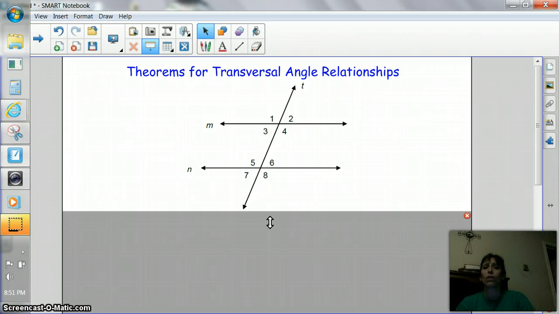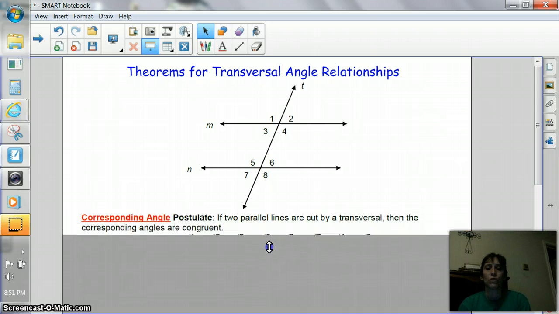Basically all these are theorems or postulates that are proving that one angle is either congruent or supplementary to another. And they're basically like the definitions that we did the other day, so I think they'll be really familiar to you. Alright, the first one is the corresponding angle postulate, and it states that if two parallel lines are cut by a transversal, then the corresponding angles are congruent.